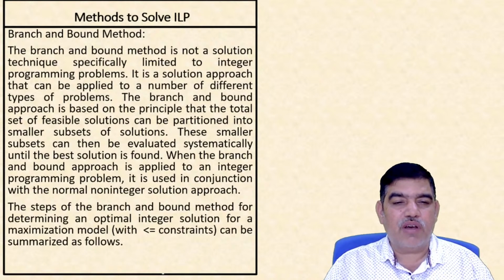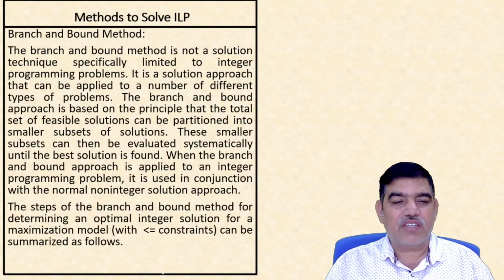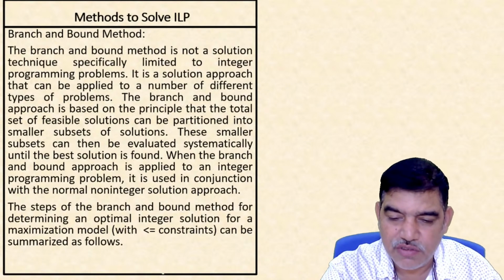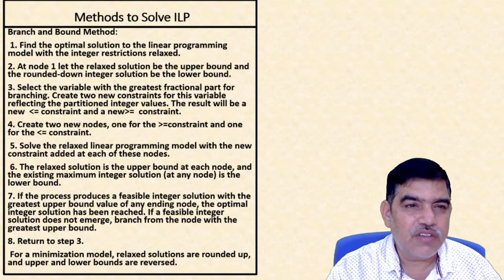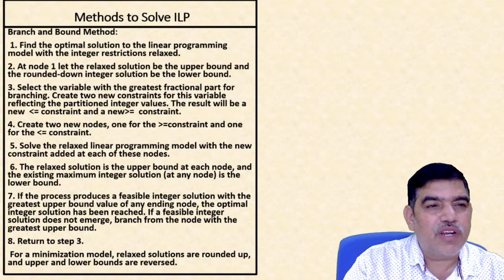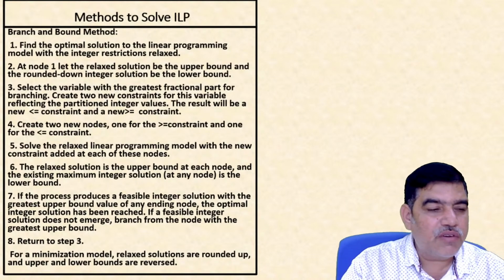When the branch and bound approach is applied to an integer programming problem, it is used in conjunction with the normal non-integer solution approach. The steps of the branch and bound method for determining an optimal integer solution for a maximization model with less than or equal to constraints can be summarized as follows. So these are the different steps to solve the integer linear programming problem by using the branch and bound method.